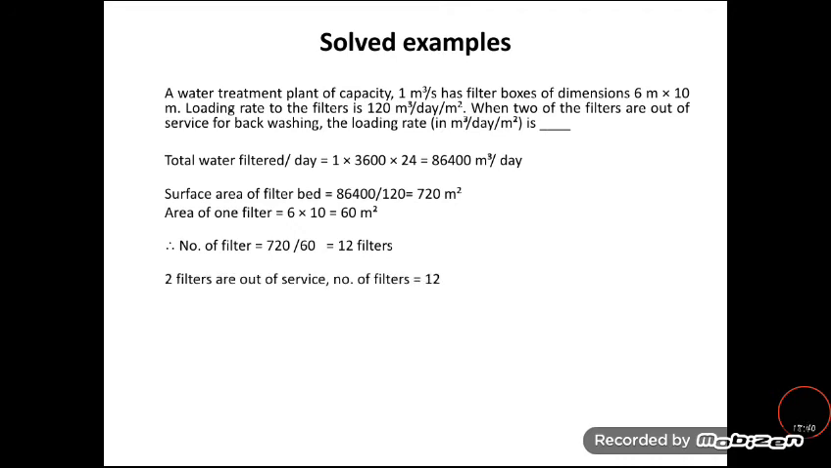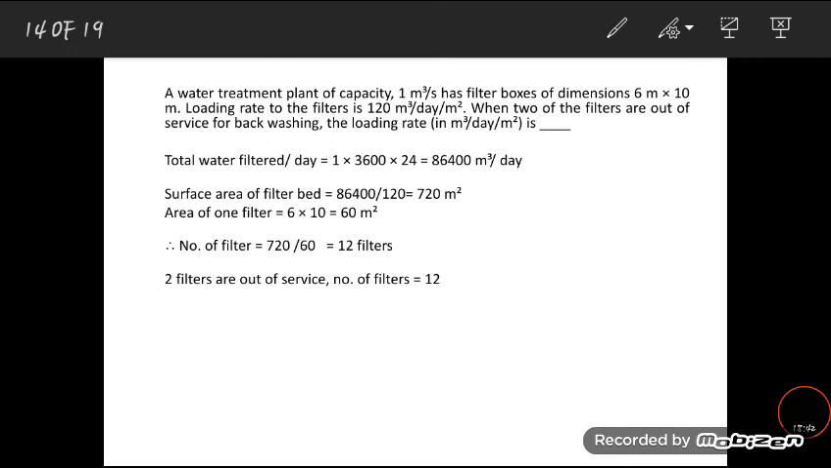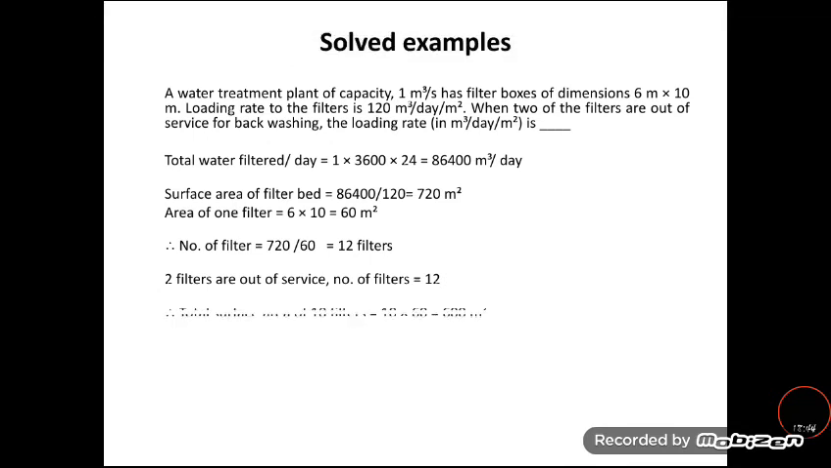So 2 are out of service among the number of filters available. The remaining number of available filters is 12 minus 2, equal to 10. So the total surface area of the 10 filters is 600 square meter, and the loading rate is Q by area. So it is 144 meter cube per day per square meter.